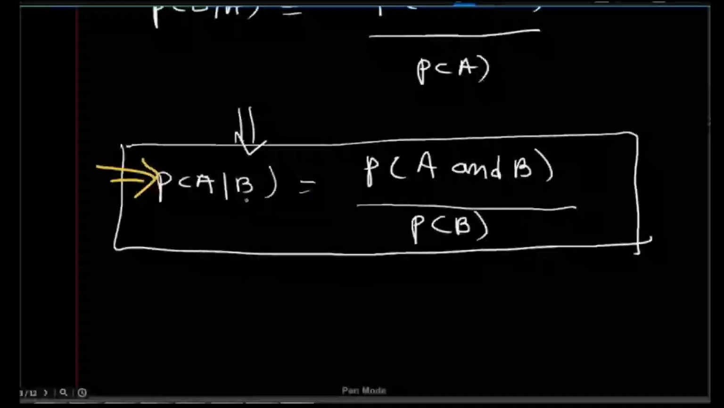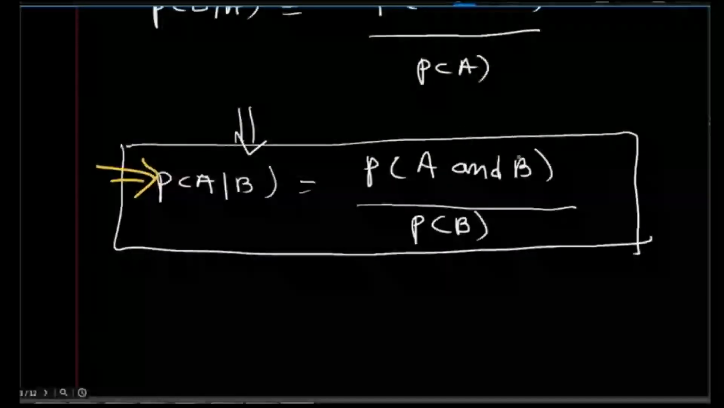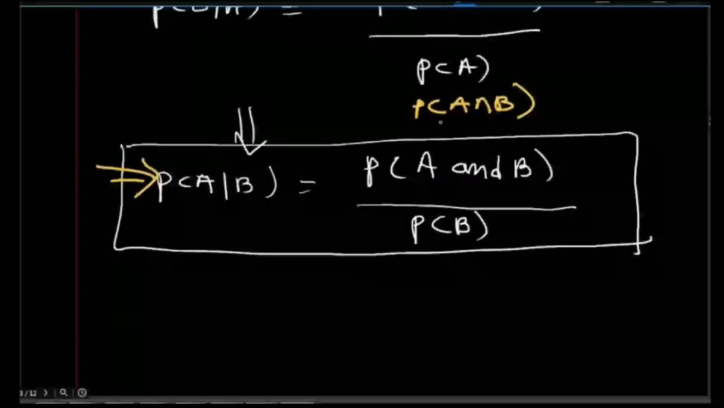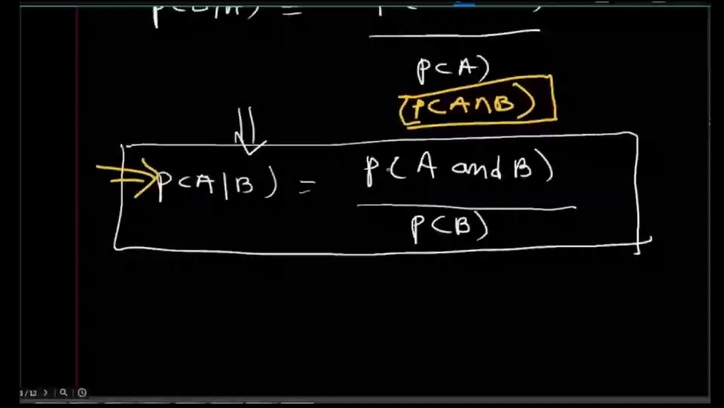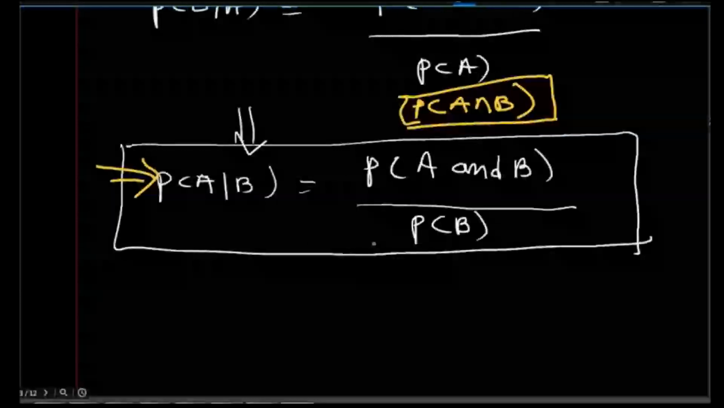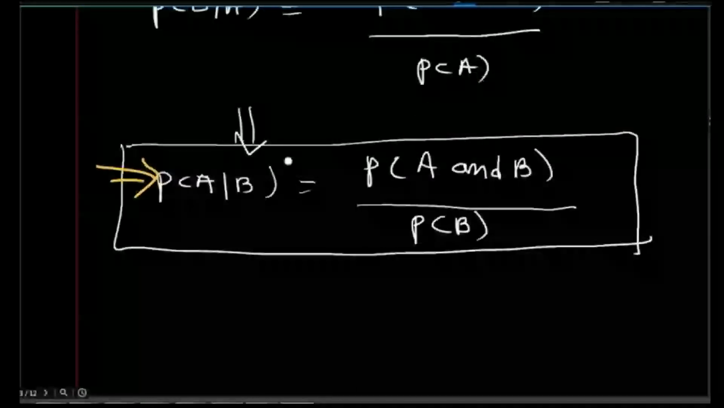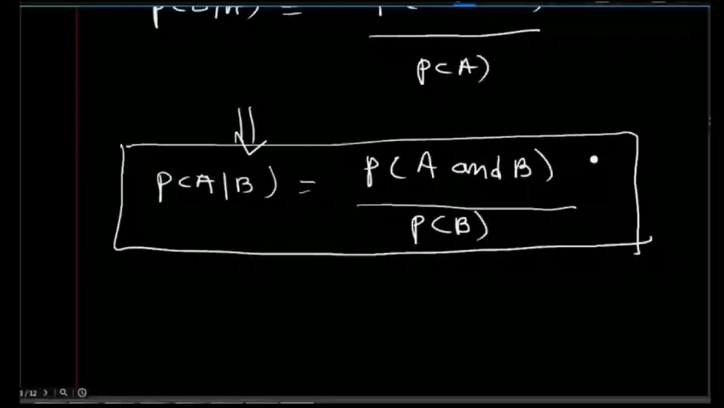So this is probability of A given B equals probability of A and B. This can be written as probability of A and B, meaning A intersection B. In some books, this formula is given as probability of A and B, meaning A intersection B, divided by probability of B. So this is the formula for the conditional probability.